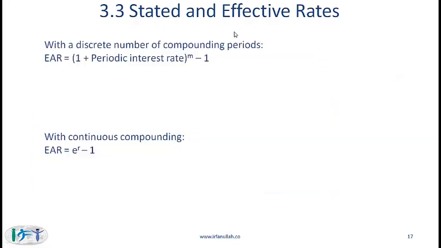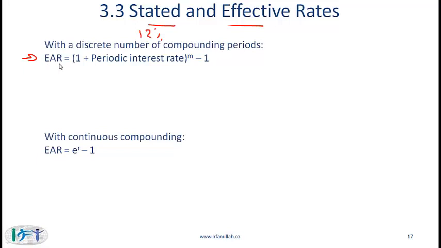And this brings us to the concept of stated versus effective rates. In the example that we just saw, the stated rate was 12% across the board, but the effective rate depends on the number of compounding periods. When we have discrete compounding, then the effective rate is calculated using this formula. Let us do this for one of the scenarios.